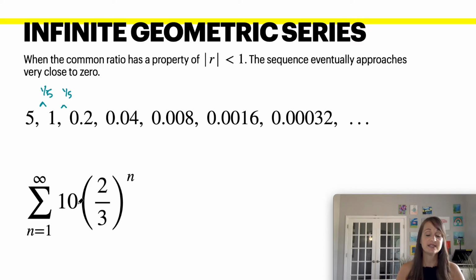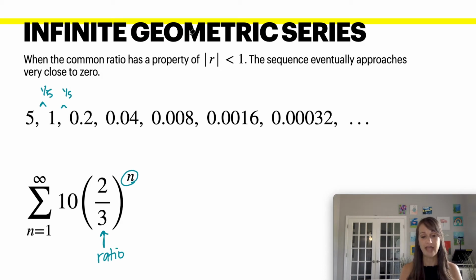So for example, this is another one. This is a geometric sequence because you have the variable as the exponent, and the number that is raised to that variable is always going to be your ratio. And obviously we can find the first term by plugging in 1. But if you notice, this has an infinity sign, meaning it is an infinite geometric series.